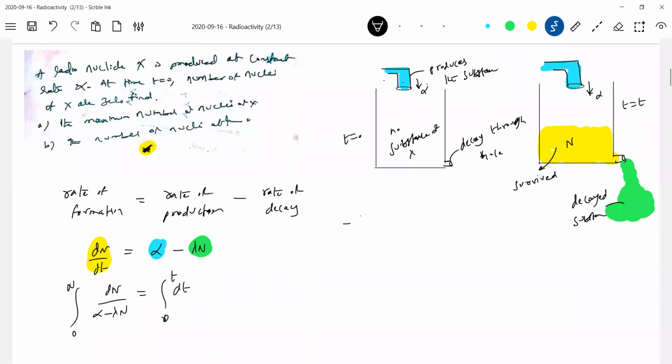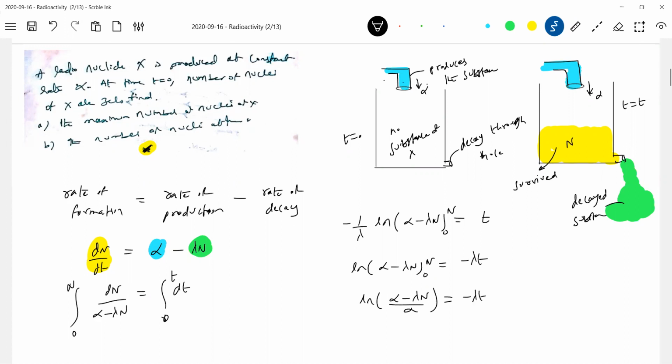So therefore this will become minus 1 by lambda log of alpha minus lambda N, integrated from 0 to t, or from N0 to N, substituting the upper and lower limits. Let me take the exponential on either side. So this will be 1 by alpha is equal to e to the power of minus lambda t, or the number N is equal to alpha by lambda.